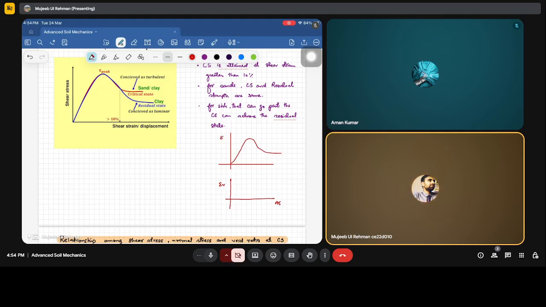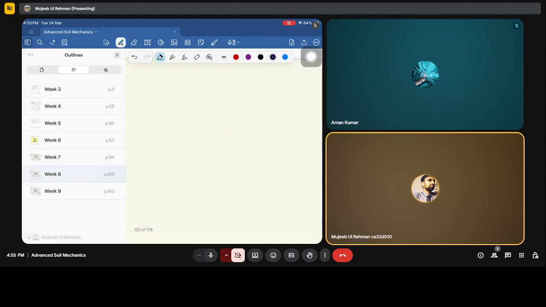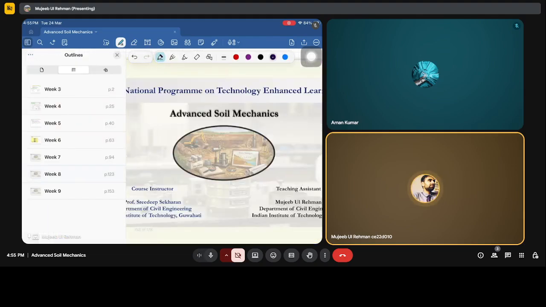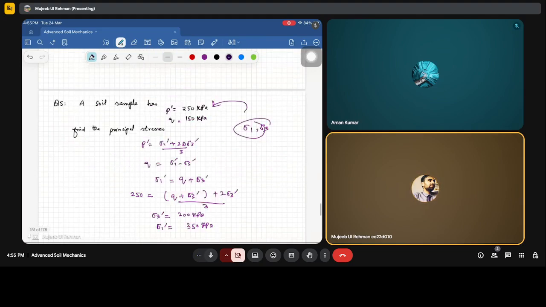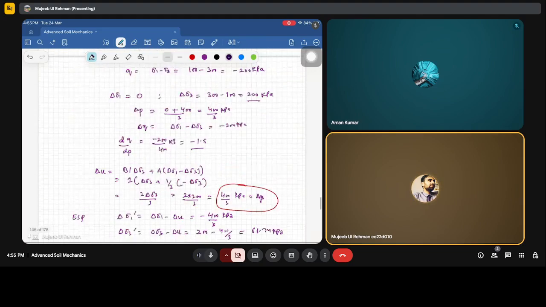So I will mark here. Up to here there will be a contraction, then it will start to dilate. Similar to this, I think in week 8 it will be clear to you in this diagram. Rather, I will start doing it.